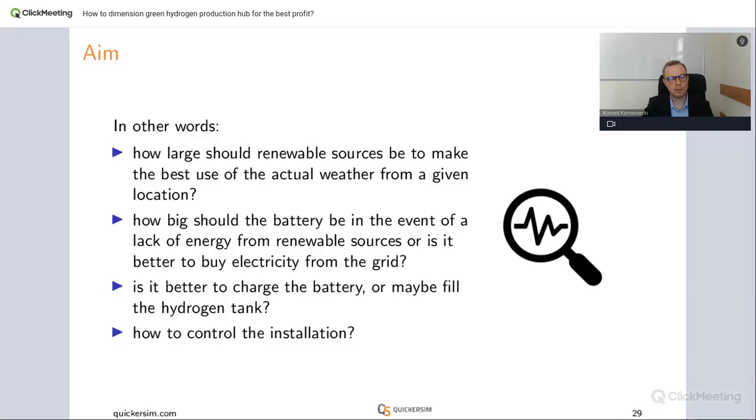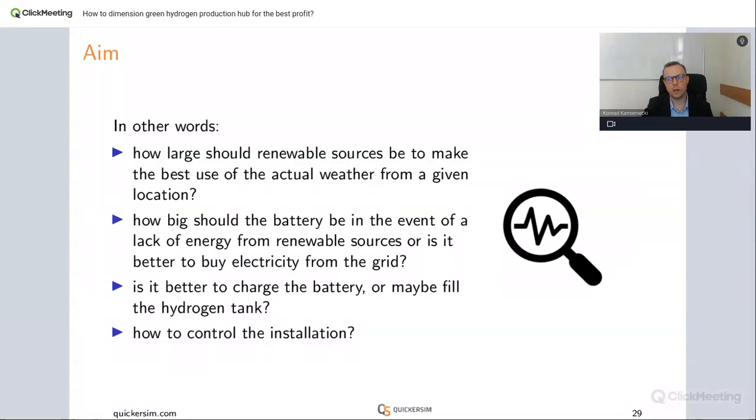The question can be stated in other words, like how big should the renewables be to make the best use of actual weather for a given location. So the question is whether I should have a lot of wind turbines, or maybe it is better to have photovoltaic panels, or maybe the combination of those 2 will be best. How big should the battery in the system be, for example? Sometimes we have a lack of energy from sun or from wind, so we need to store some energy to provide our electrolyzers with pretty stable conditions. And we also need to think about how to control the whole installation.